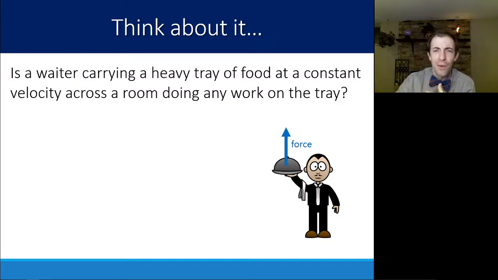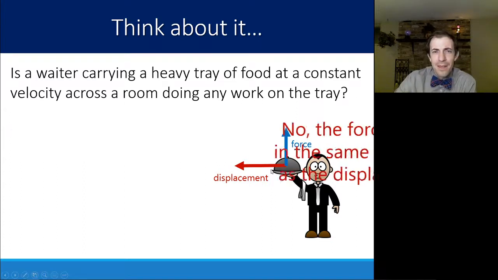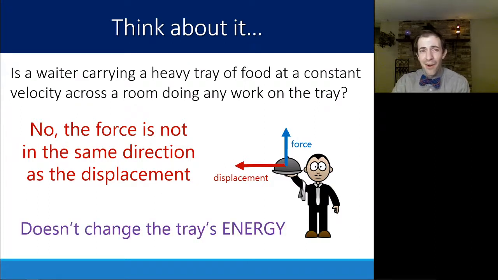Well, if you think about it, the force that they're applying is straight up, and the motion, that displacement at a constant velocity, is sideways. So technically we say no. The force is not in the same direction as the displacement, so they are doing no work on the tray. Another way to think about it, though, is it didn't change the tray's energy at all. If they're moving at a constant velocity, you're not adding any kinetic energy. And if they're holding at the same relative height, you're not changing its potential energy either. So there's no work being done because you're not changing the energy.